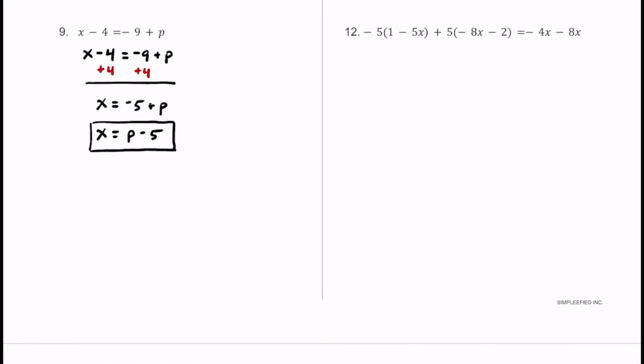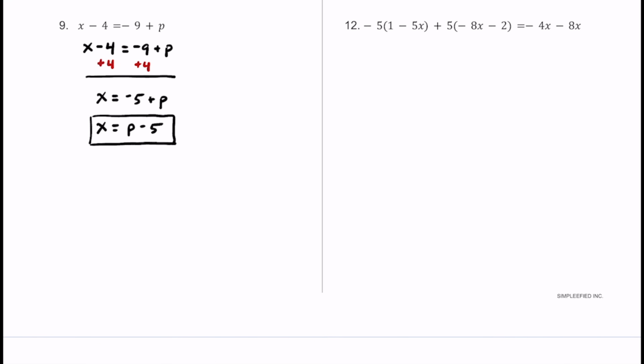For number 12, we have this equation that has quite a bit of steps to it. So we have -5 multiplied by the quantity of 1 minus 5x. We're going to add 5 times the quantity of -8x minus 2. And this is going to be equal to -4x minus 8x. Okay, so we have to use the distributive property a couple times here. So distribute this -5 to both of these terms, and distribute this +5 to both of these terms.